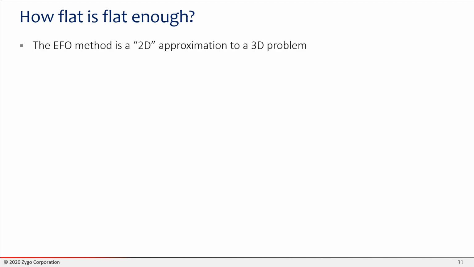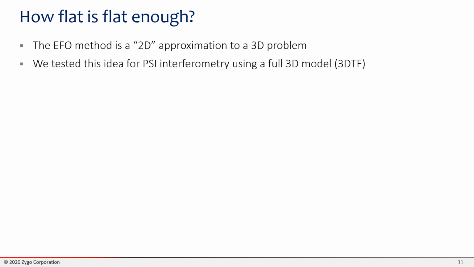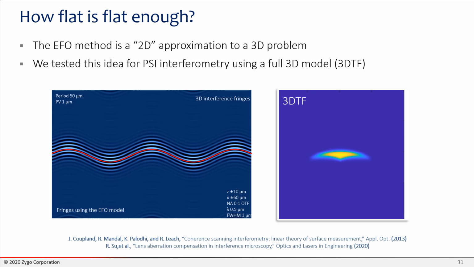Well, the model is a 2D approximation to a 3D problem. So to get a good idea about what the limits are, we can use a full 3D transfer function model that treats the object actually as a real surface topography rather than this flat aperture function. To do that, we rely on a 3D TF model. It's also called the foil model, that was created by Jeremy Coupland and colleagues, and has been further developed by Professor Richard Leach and Dr. Rong Su at Nottingham. And this is a very good way of evaluating more realistically what is going on in the interferometer, particularly if you're trying to find out what the limits are of a 2D approximation.